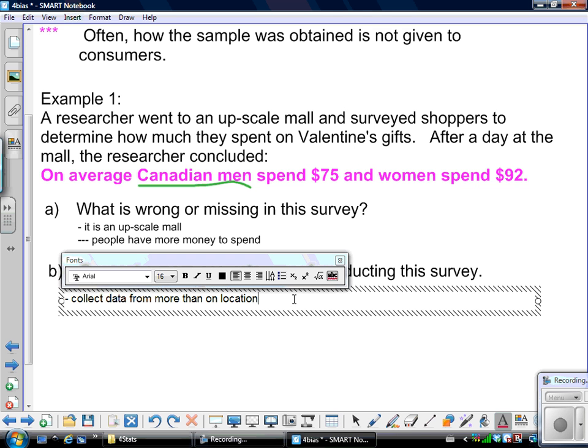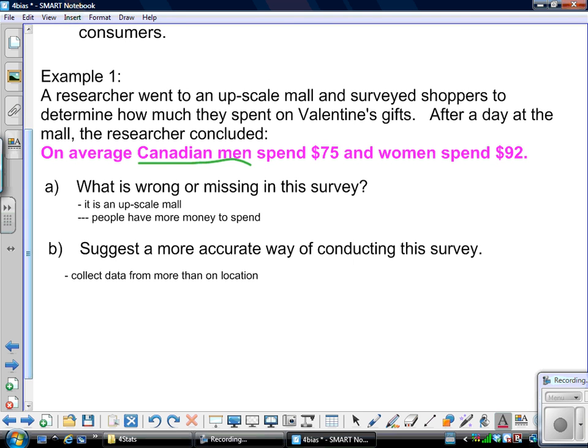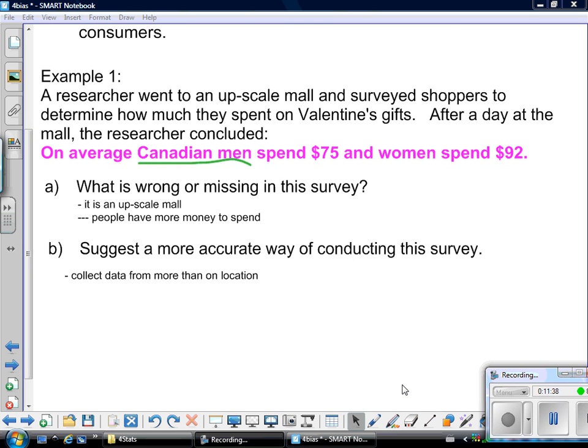Now, another problem is too, like we're saying that men spend 75 and women spend 92. We don't know what kind of stores we're looking at either. Maybe there are very few men's stores in this upscale mall. Therefore, again, we're depleting where the women can spend that money. Okay, so that's just a couple different examples of what you have to be a little bit more cautious of.